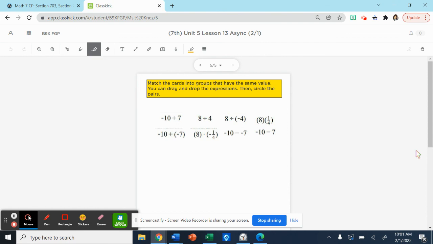Remember that we have one homework assignment a week, and it's posted in Delta Math. So make sure that you have a chance to take a look, and if you have any questions, send me an email.